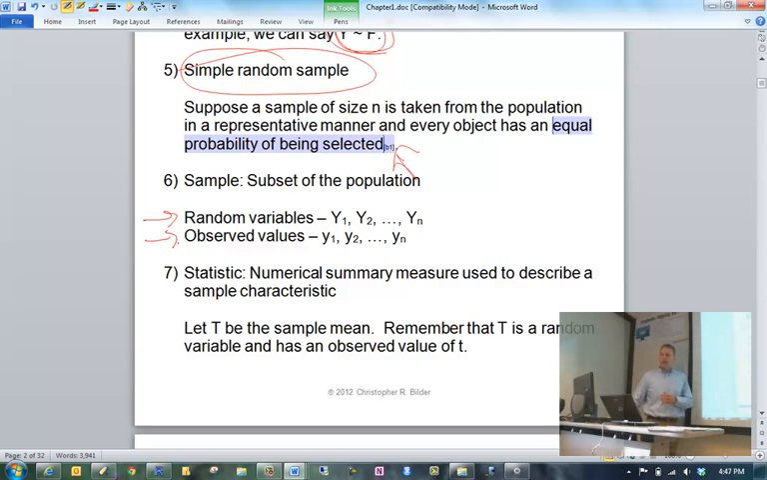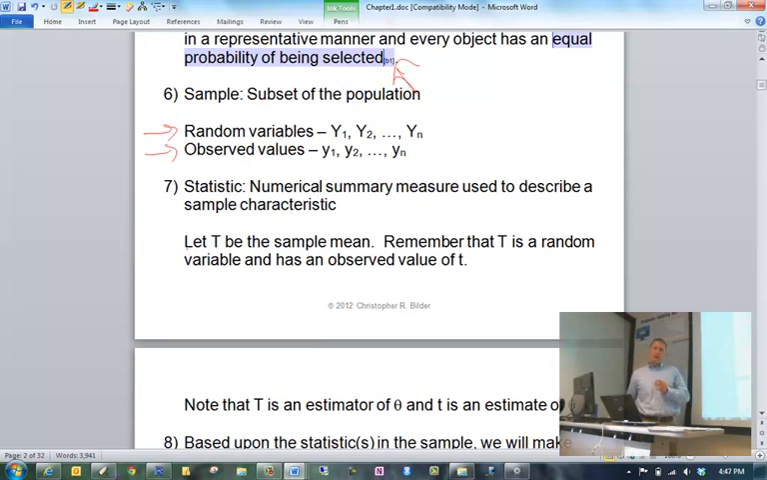Now that I have the sample, what I want to do is summarize the sample in a similar way to what you would summarize the population. And I summarize the sample with a statistic. That's where the name statistics comes from. So a statistic is a numerical summary measure used to describe a sample characteristic.